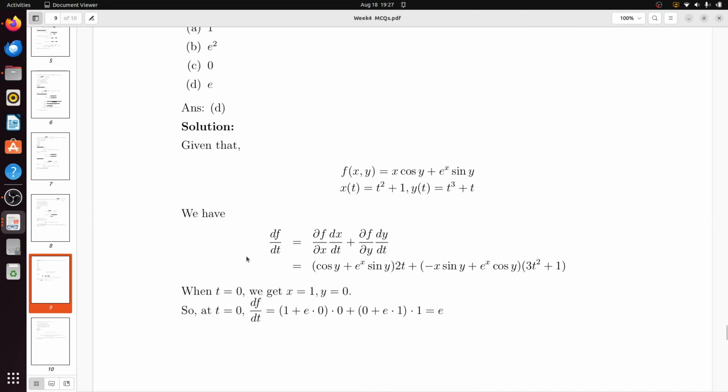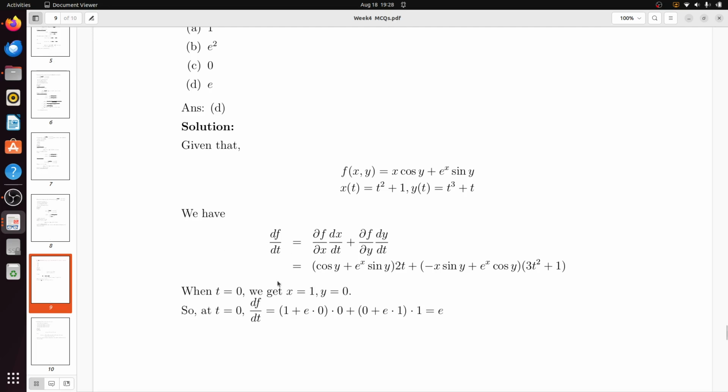So how to use it? The total derivative df/dt equal to (∂f/∂x)(dx/dt) plus (∂f/∂y)(dy/dt). ∂f/∂x is cos y plus e to the power x sin y, and dx/dt equal to 2t. ∂f/∂y equal to minus x sin y plus e to the power x cos y, and dy/dt equal to 3t square plus 1.